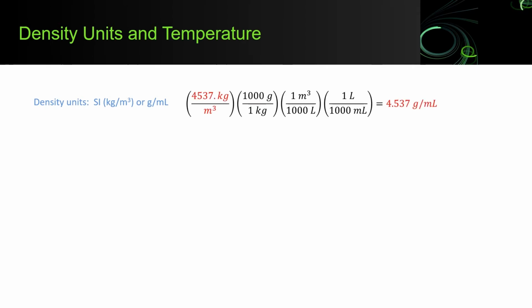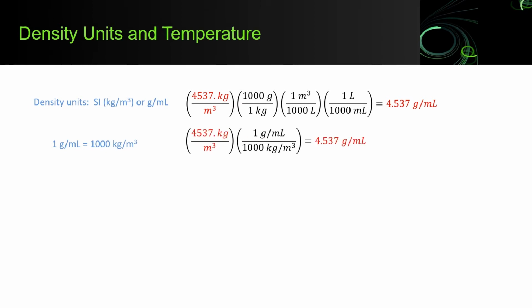For example, if we have a density of 4,537 kilograms per meter cubed, we could convert kilograms to grams and then meters cubed to liters and then to milliliters, giving us a density of 4.537 grams per milliliter. You can see that this is equivalent to the simple relationship that 1 gram per milliliter equals 1,000 kilograms per meter cubed. Now, armed with this relationship, we can do the same conversion from kilograms per meter cubed to grams per milliliter in one simple step.